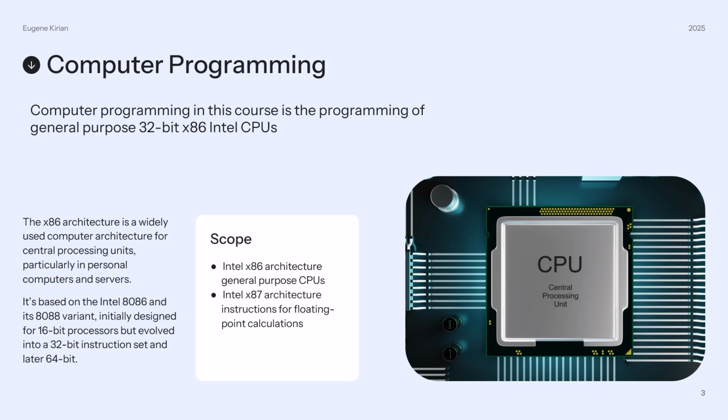Throughout the course, we will cover the x86 instruction set focused on integer computation, as well as the x87 instruction set developed for floating point number computations on the CPU. By understanding the x86 and x87 instruction sets, you will be able to understand how the code is executed at a low level. This knowledge will serve you as a solid foundation for your reverse engineering endeavors.